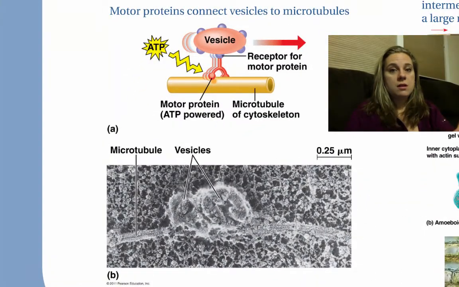You can see motor proteins that connect to the microtubules are going to help move vesicles along them. Check that out. How does a vesicle move through a cell? It actually runs on tracks. Seriously, how cool is that? And what's going to make it move? ATP. Energy is going to help power it across. And you can see that right there.